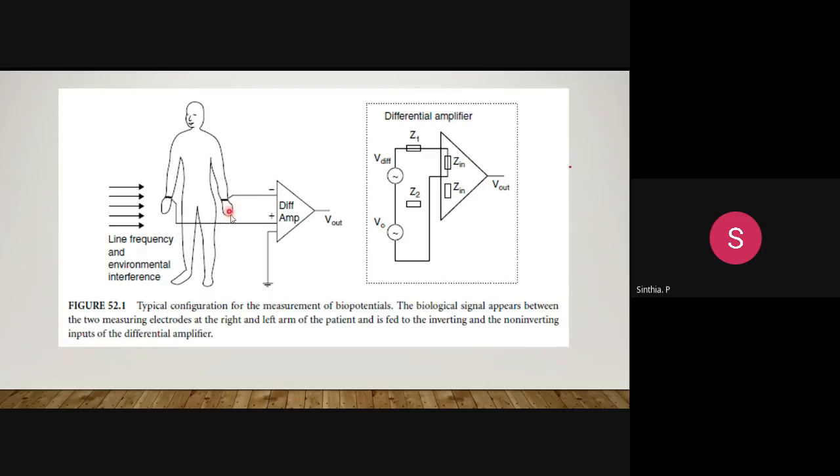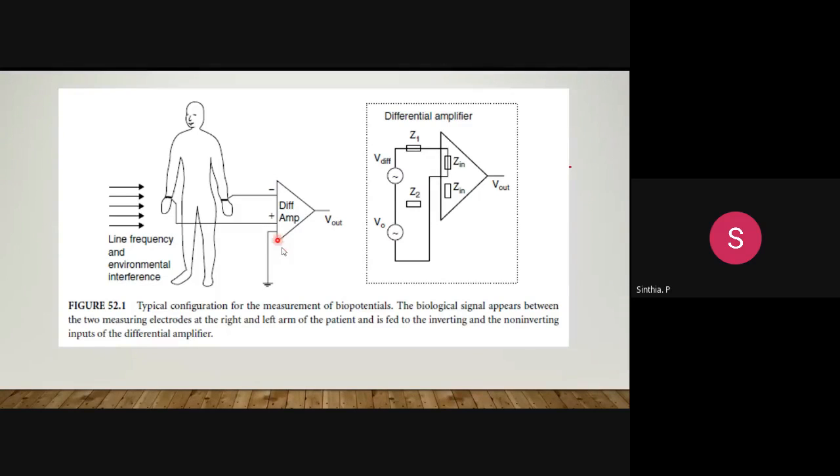So the signal generated from the two electrodes is your differential signal, and the other interference signal is generally referred to as the common mode signal. So the amplifier should have the feature of strongly rejecting the common mode signal, because it is not required, it is an undesired signal, it is an interference. Okay, so here the common mode rejection ratio, that is the CMRR of an amplifier, is the ratio of the differential mode gain over the common mode gain.